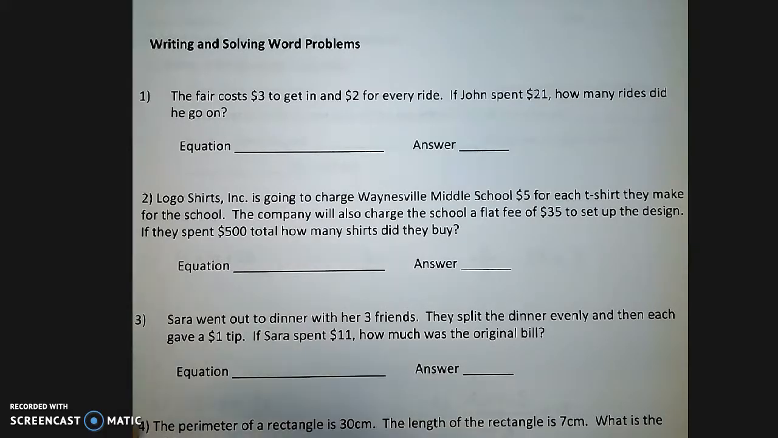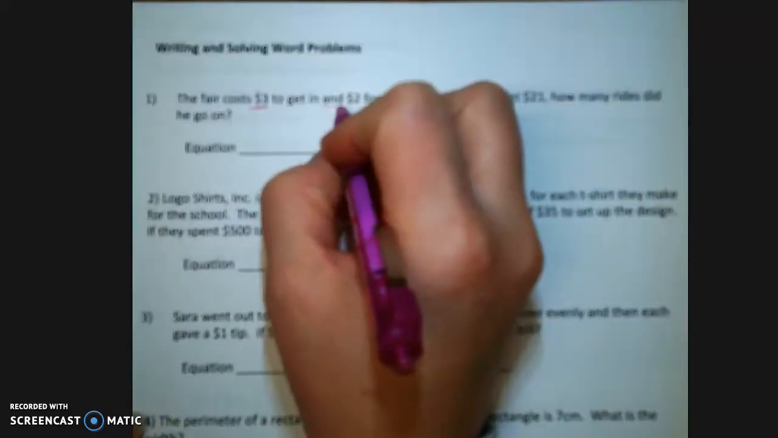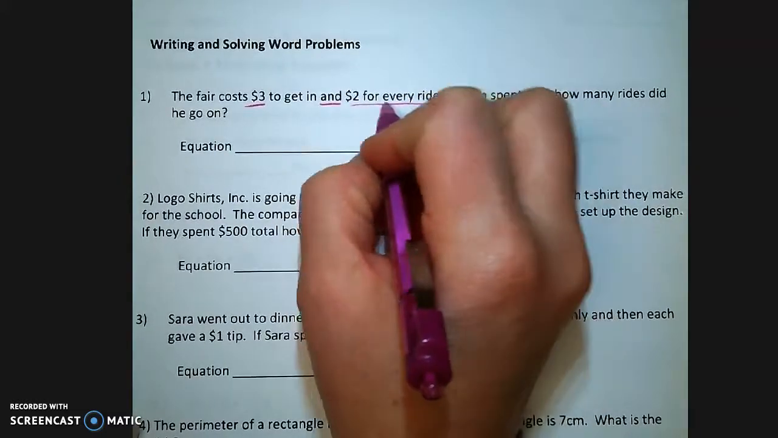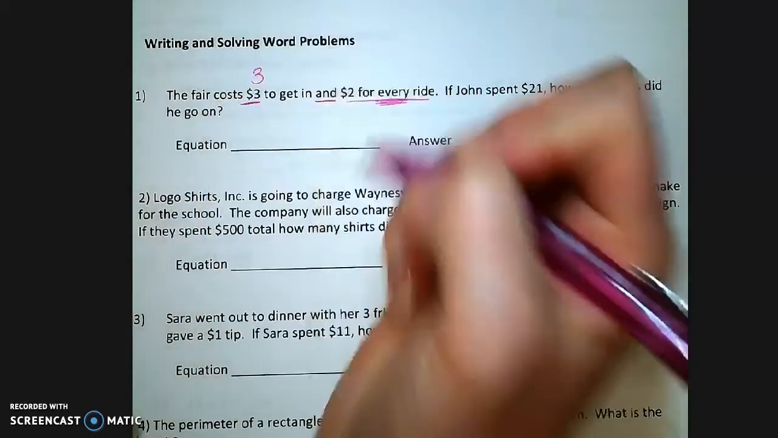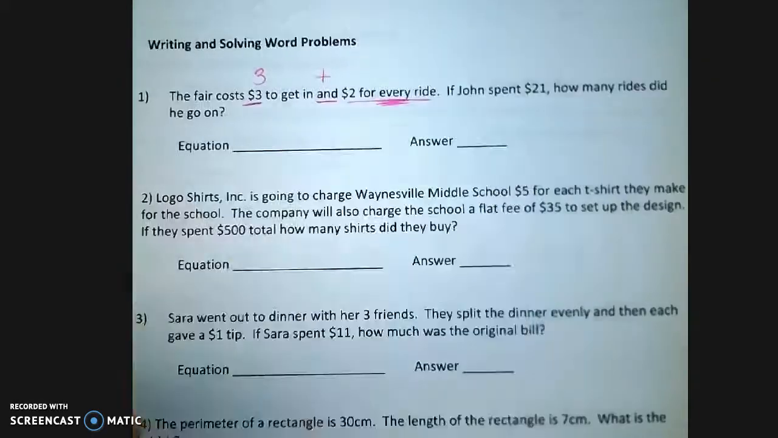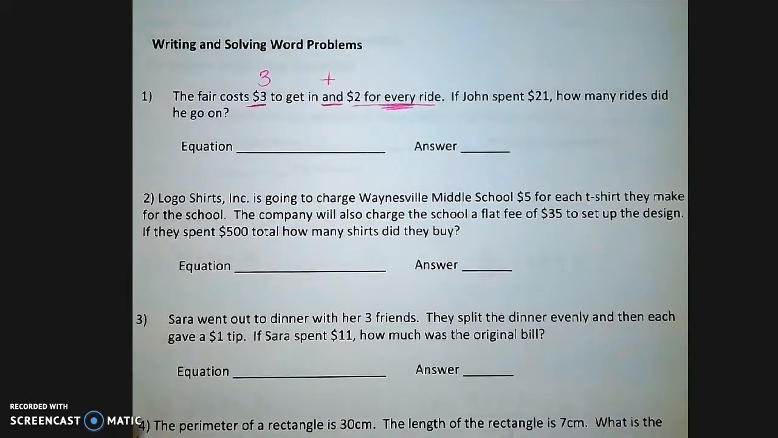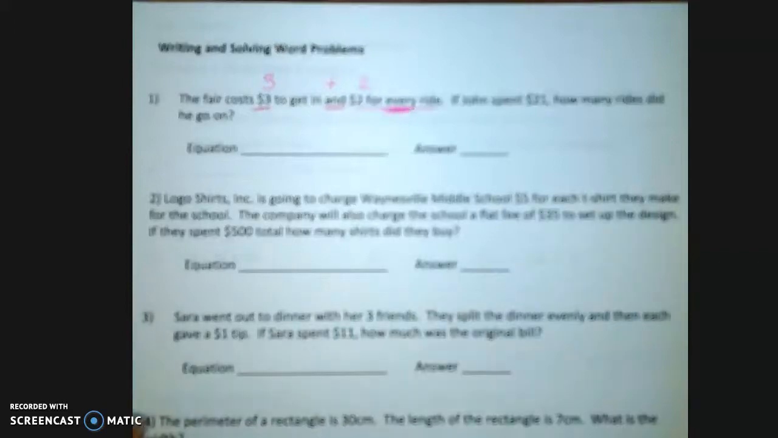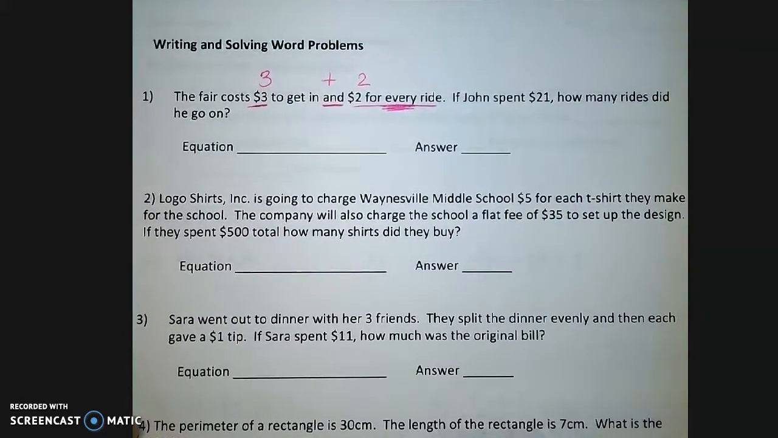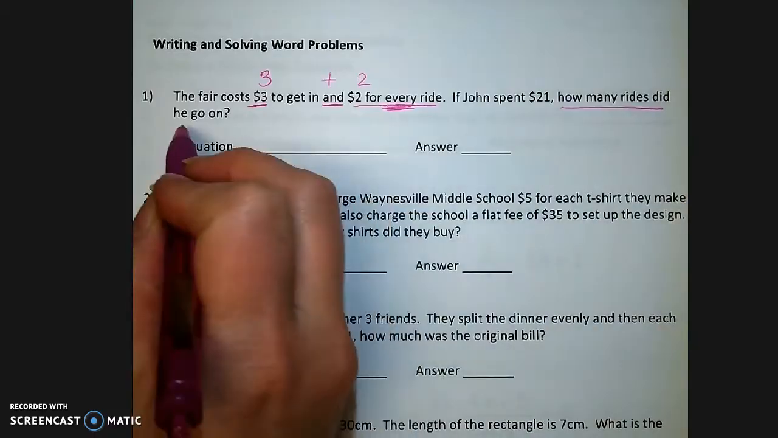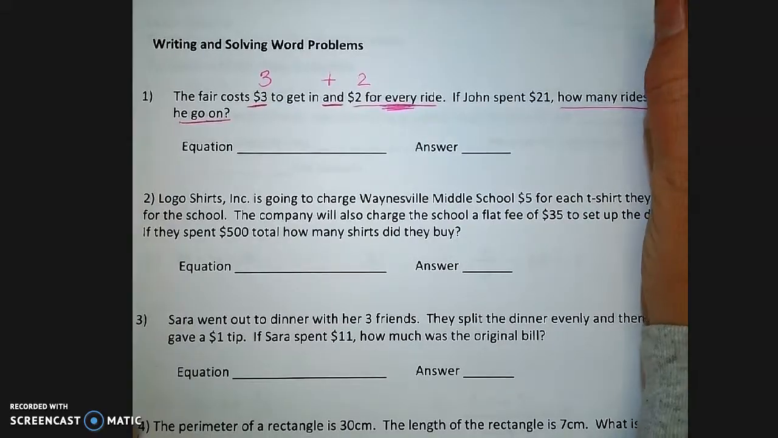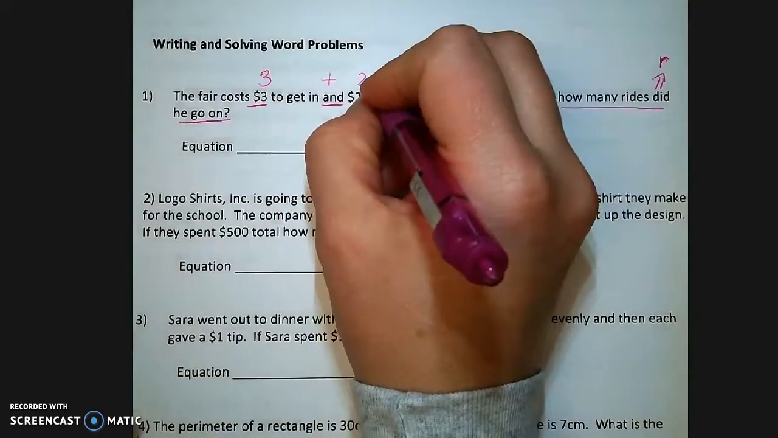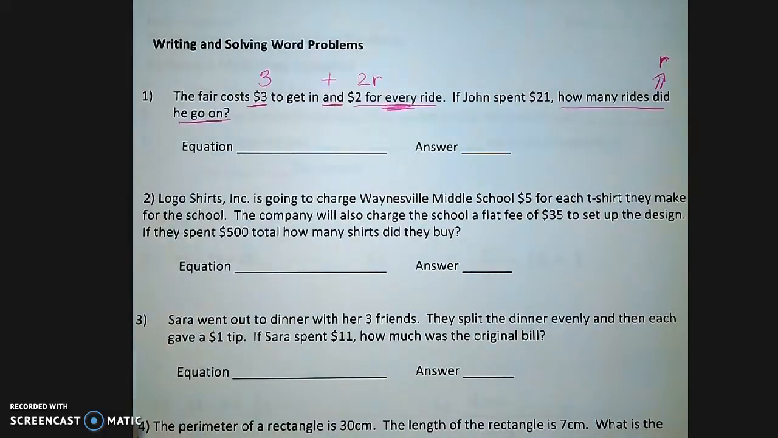So the fare costs $3 to get in and $2 for every ride. And that "every" is going to tell us to multiply. So right now I've got $3 to get in, and I'm going to add $2 for every ride. Now we don't know how many rides they went on. So it says how many rides did he go on. We're going to make that our variable, and I'm going to choose the variable R. So that means $2 times every ride that she rides. So I would add $2 each time she rides a ride.